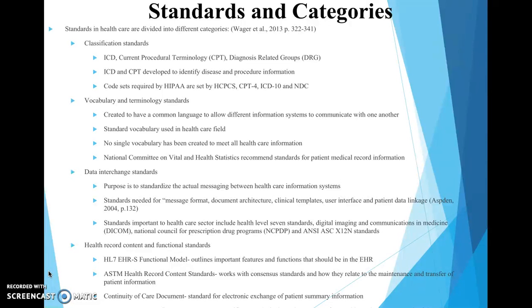The health record content and functional standards include the HL7 EHR Electronic Health Record System Functional Model, which we will speak about later, the ASTM Health Record Content Standards, the Continuity of Care Document, and the HITSP EHR certification criteria. The HL7 functional model outlines important features and functions that should be in the electronic health record. The ASTM health record works with consensus standards and how they relate to maintenance and transfer of patient information. The Continuity of Care Document is the standard for electronic exchange of patient summary information.